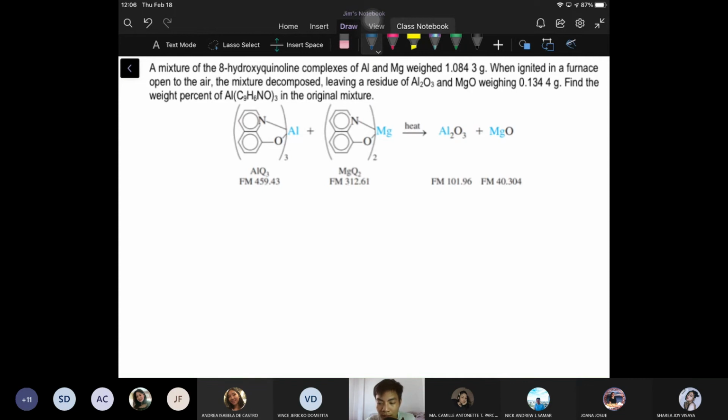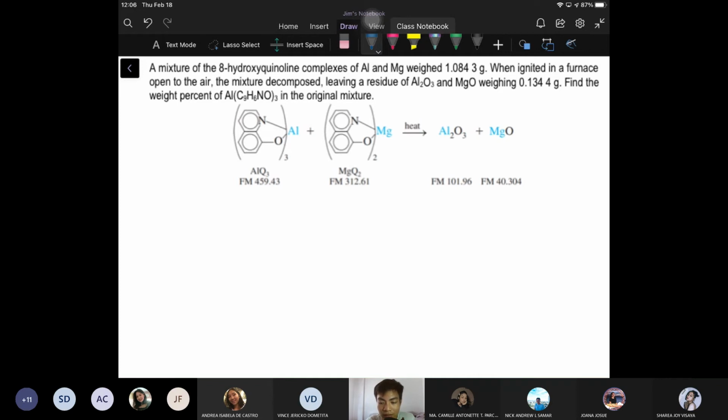And yung weight nun ay 1.0843 grams. Tapos anong nangyari daw yung complexes na yon, yung precipitates, no, ng aluminum and magnesium, inignite daw sa furnace, and then nag-decompose yung mixture natin, giving us aluminum oxide and magnesium oxide.